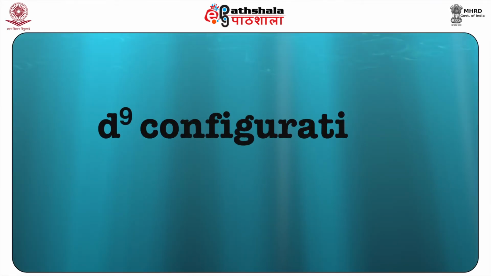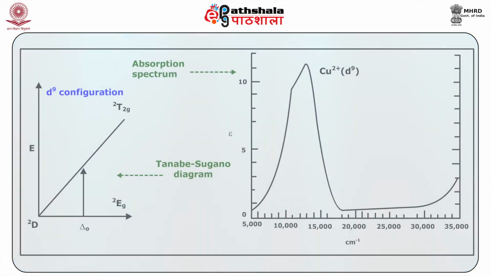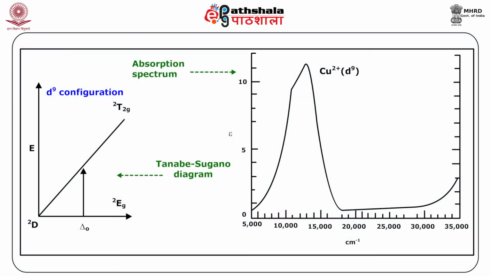Next, we are going to discuss the D9 configuration. For a D9 electronic configuration, the number of electrons is 9, and this can also be interpreted as having one hole, and thus the Tanabe-Sugano diagram is quite simple to be drawn and to interpret. The configuration can be represented as t2g6 eg3. Now, the excitation of electrons from the lower t2g level to the upper eg level forms the excited state. The spin multiplicity of the ground and the excited state is the same, and hence transition from the ground to excited state is a spin allowed transition.